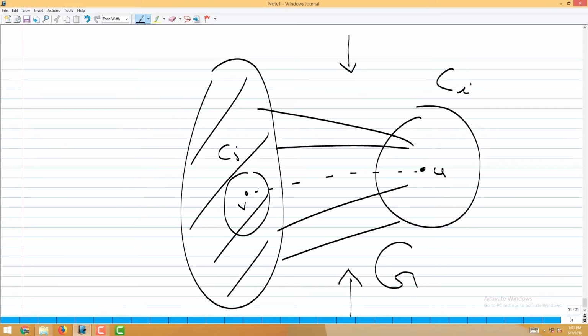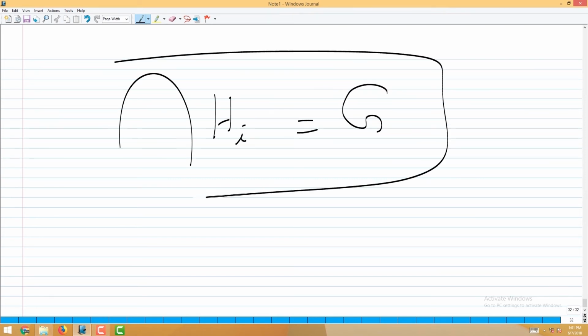So, my claim is that if an edge UV is absent in G, it will be absent in one of the HIs, and when you take the intersection, that edge will anyway disappear. So, what you get back is the edges which are present in G. Therefore, the intersection of the HIs will be equal to G. This is what we get.